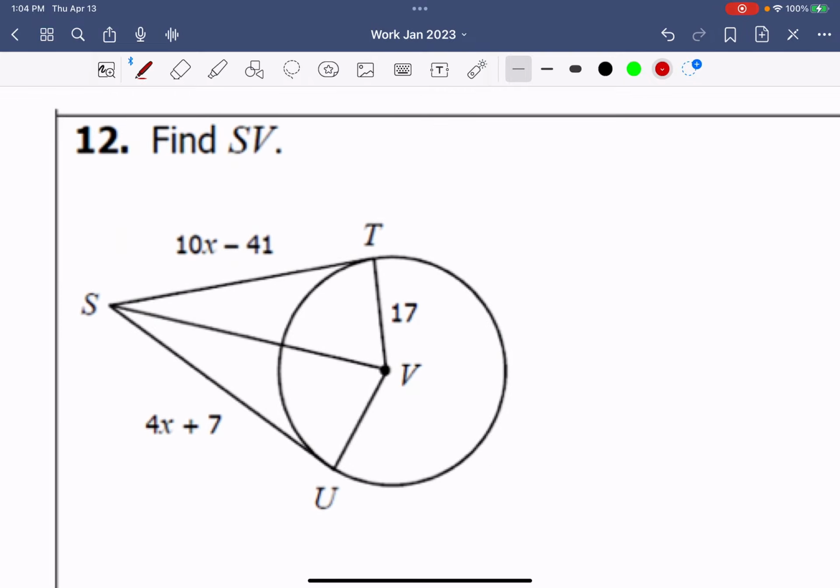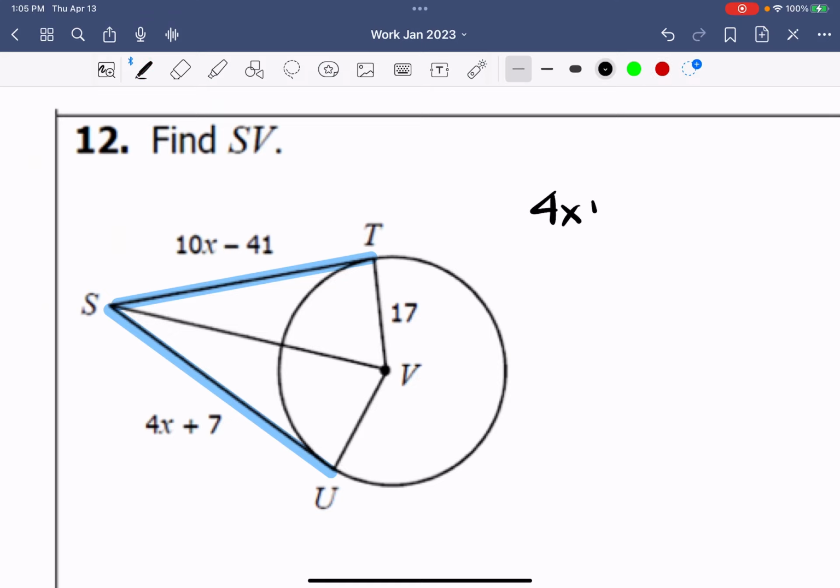Okay, find SV. If we look here, we are asking to find how long is SV. All right, well, we're still gonna find x. Okay, this one has a lot of work. Which ones are equal? Well, that'd be T to S and U to S because they're tangents. They're on the outside of the circle. Those are tangents. SV is not a tangent, okay? This line is not a tangent. It's not supposed to go through the circle. It can only touch the circle on the edge, on the outside. So those two are tangents.